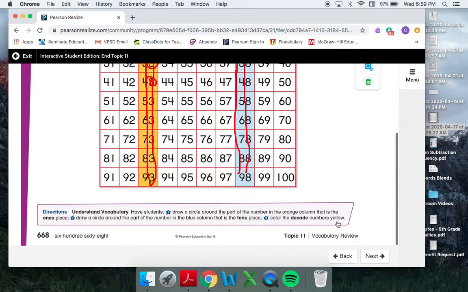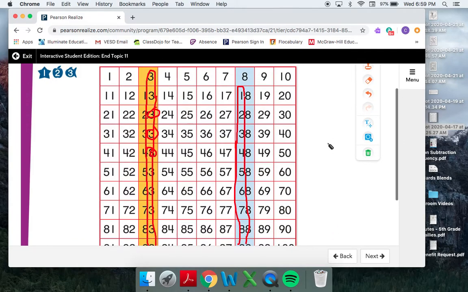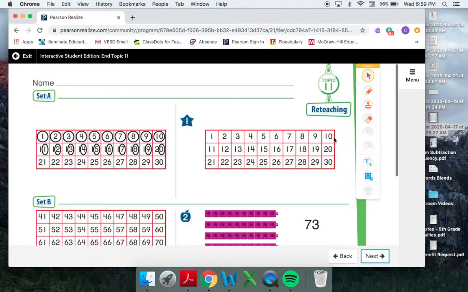And then color the decade numbers yellow. So again, they should know that term decade number now, and those are all the numbers that have a 0 in the ones place, so they should color all of these yellow. Okay, so that's the important vocabulary terms that you want them being able to describe to you and show you on those. So here, remember these set A and set B are example problems, and over here are the actual problems.